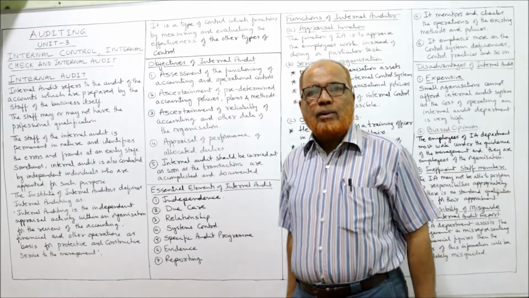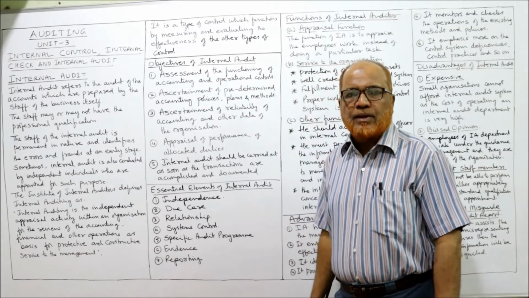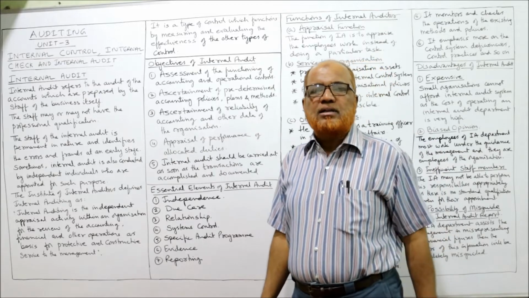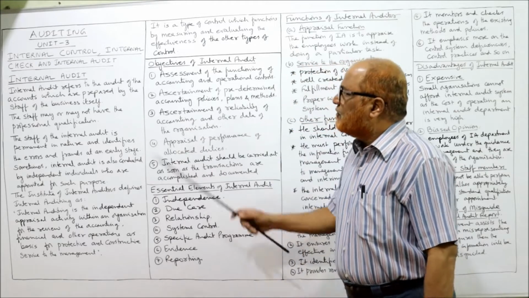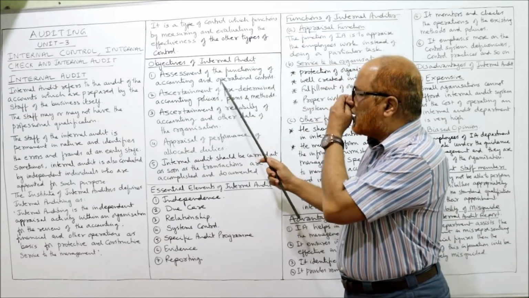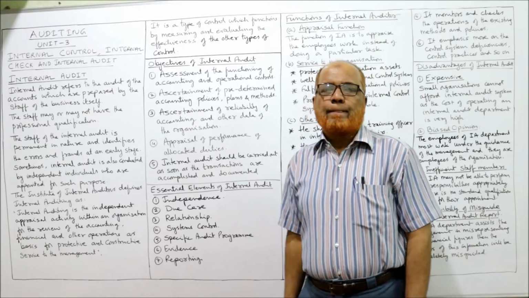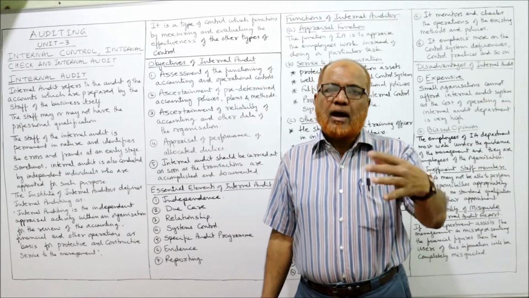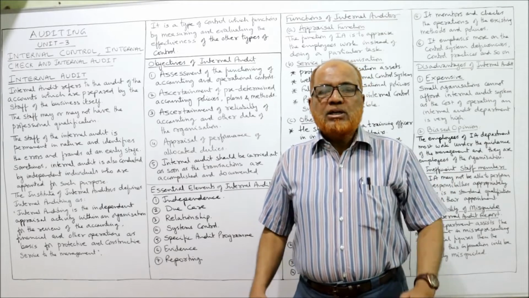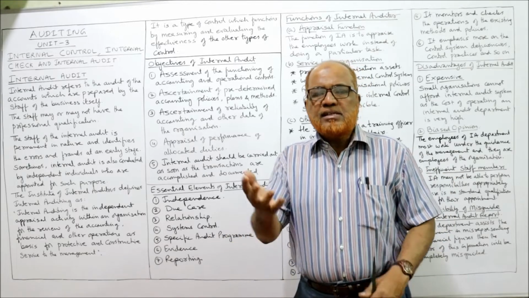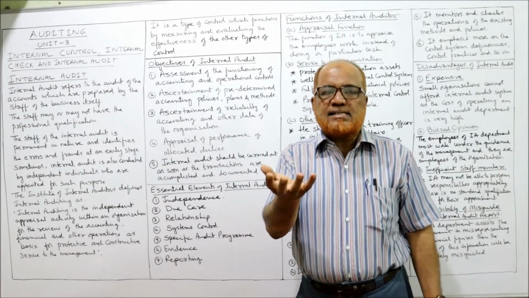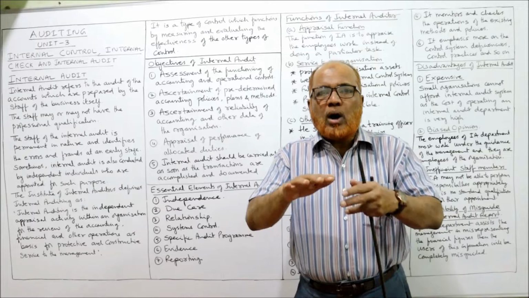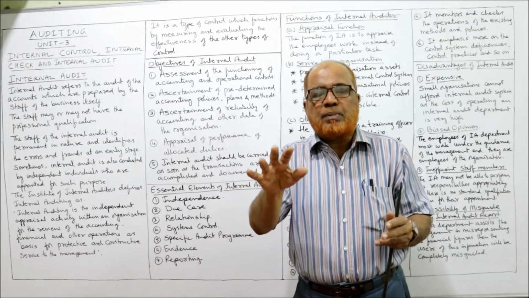So I have explained to you the meaning of the term internal audit. Now, objectives of internal audit. Why is this internal audit conducted? What are the objectives? First one, assessment of functioning of accounting and operational controls. It will assess how the accounting department is performing its functions, and how the other control systems are performing.